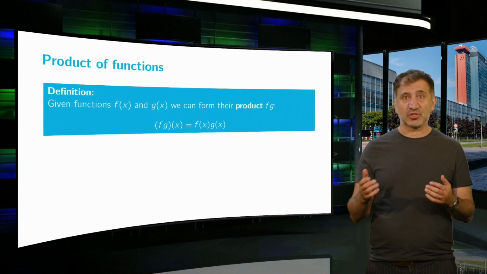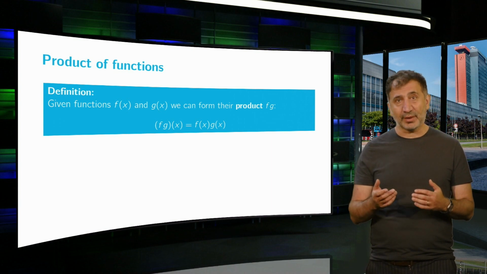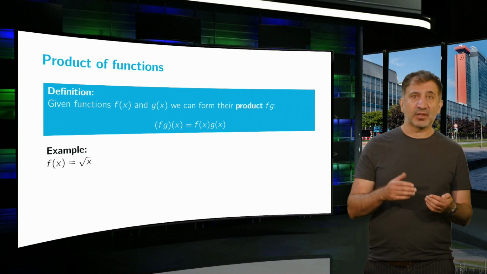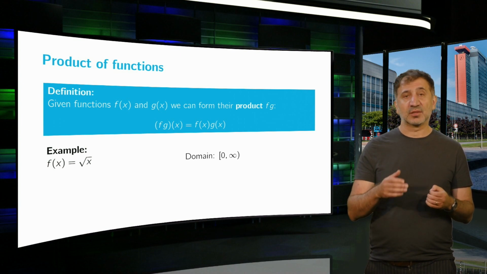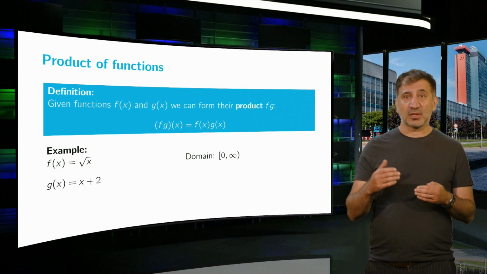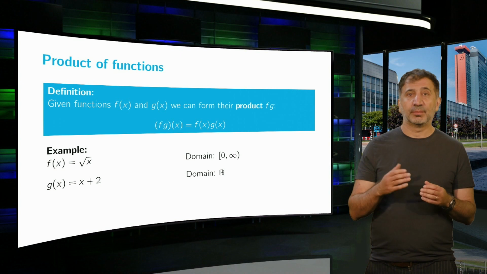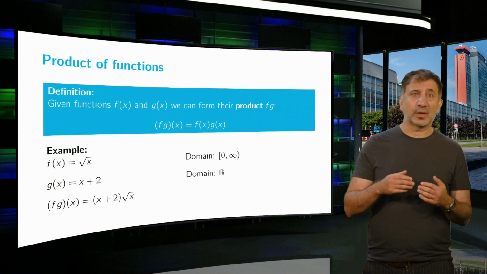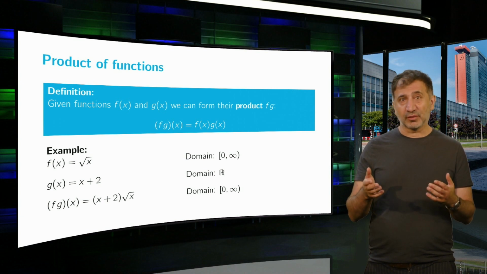The domain of f times g is the intersection of their domains because both f of x and g of x have to be defined. For example, let f of x be the function square root of x. The domain of f is the half-closed interval 0 till infinity. For g of x, we take x plus 2. The domain of g is the set of all real numbers. The product is given by f of x times g of x, and this is equal to the square root of x times x plus 2. Its domain is the half-closed interval 0 to infinity.